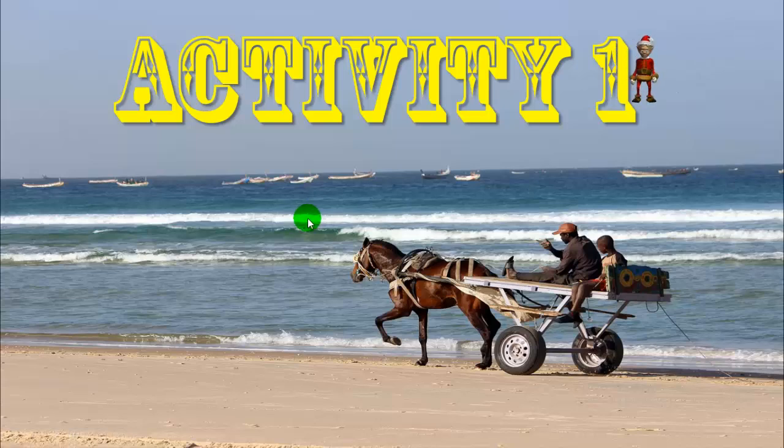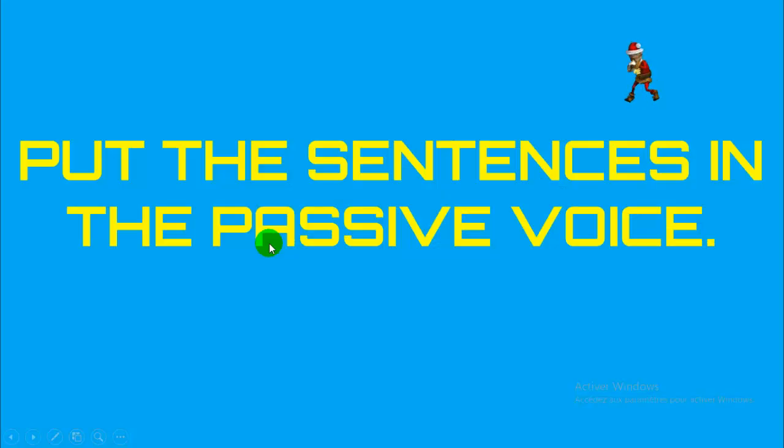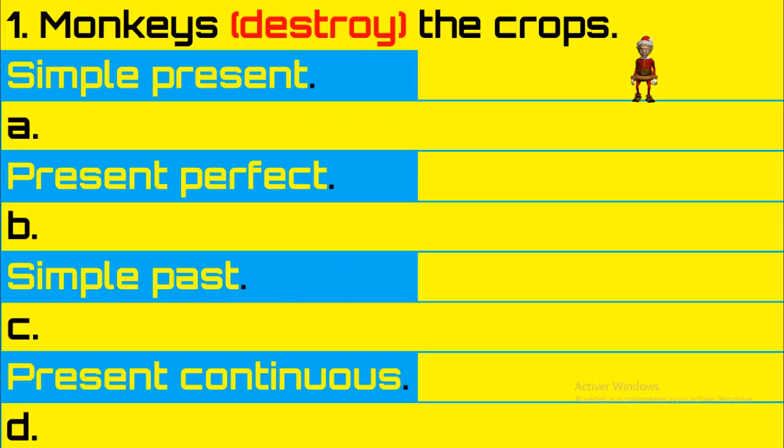Activity 1, première activité. Put the sentences in the passive voice. Here you have monkeys destroy the crops. Put this sentence in the passive voice in the simple present, in the present perfect, simple past, and present continuous. Mettez la phrase monkeys destroy the crops, les singes détruisent les récoltes, à la voix passive au présent simple, present perfect, simple past, and past continuous.